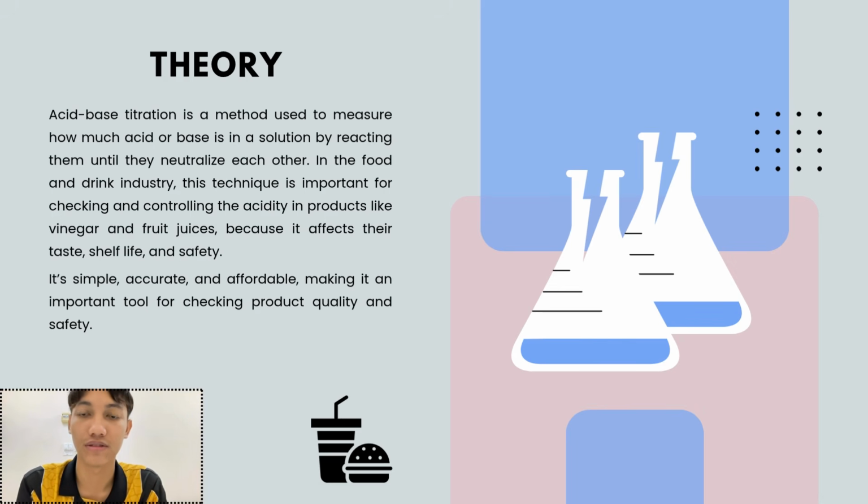Now, I'm going to talk about the theory and application of titration in the food and beverage industry. Acid-base titration is a method used to measure how much acid or base is in a solution by reacting them until they neutralize each other. In the food and drink industry, this technique is important for checking and controlling the acidity in products like vinegar and fruit juice because it affects their taste, shelf life, and safety. It's simple, accurate, and affordable, making it an important tool for checking product quality and safety.